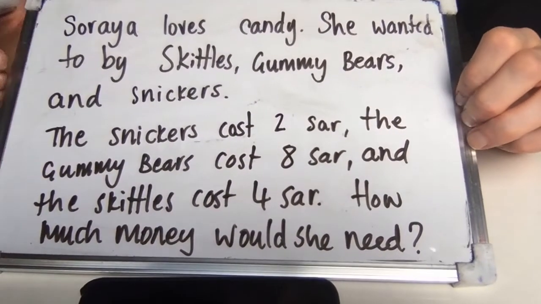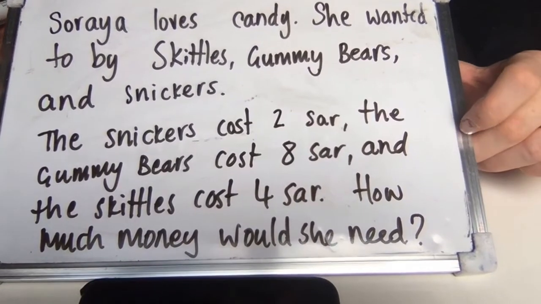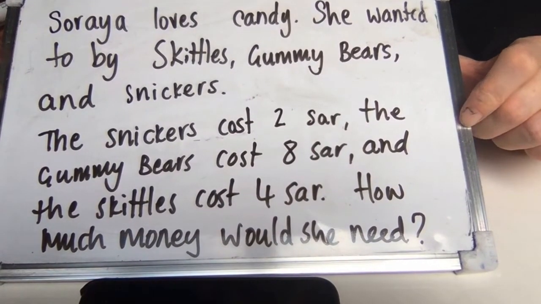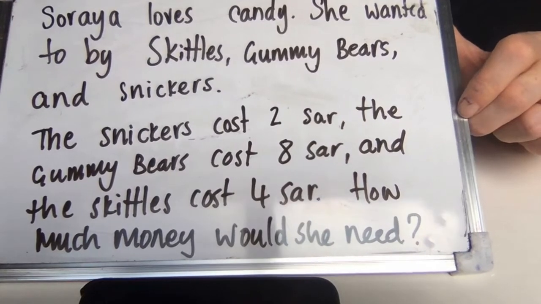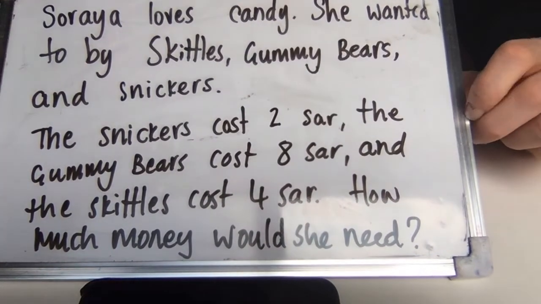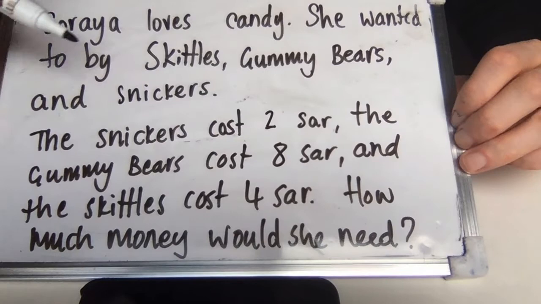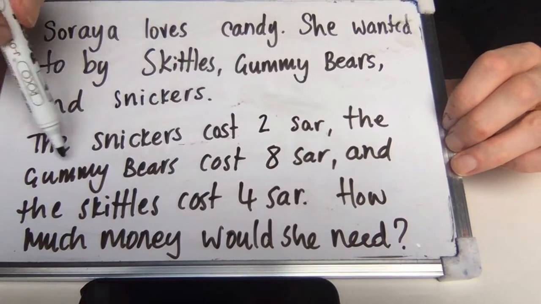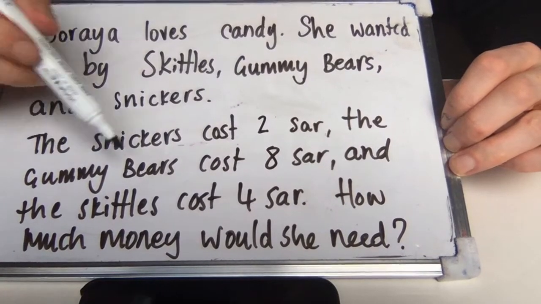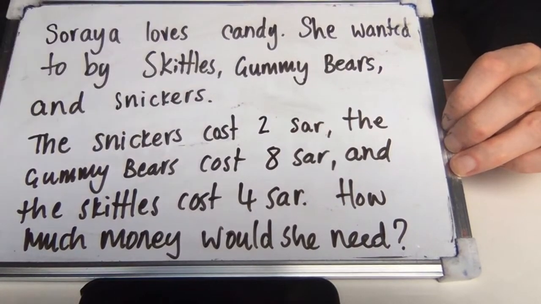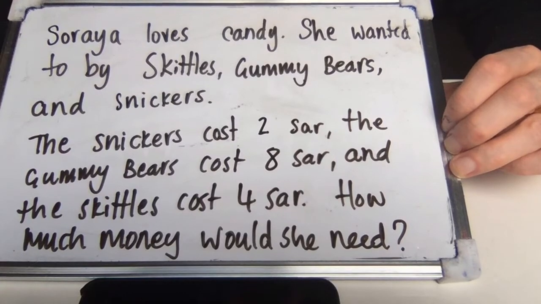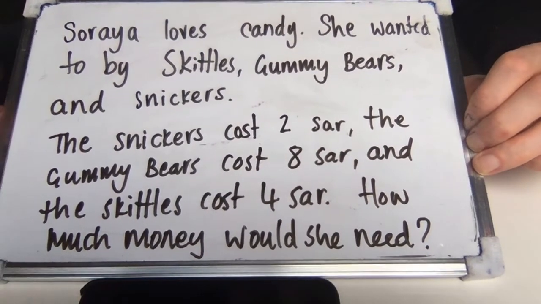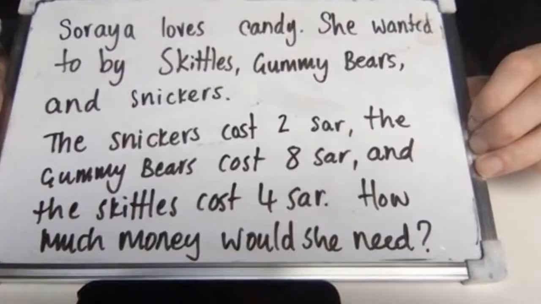Okay, so here's another one. Soraya loves candy. She wanted to buy Skittles, gummy bears, and Snickers. So much candy. The Snickers cost 2 SAR, the gummy bears cost 8 SAR, and the Skittles cost 4 SAR. How much money would she need altogether to buy all of this stuff?